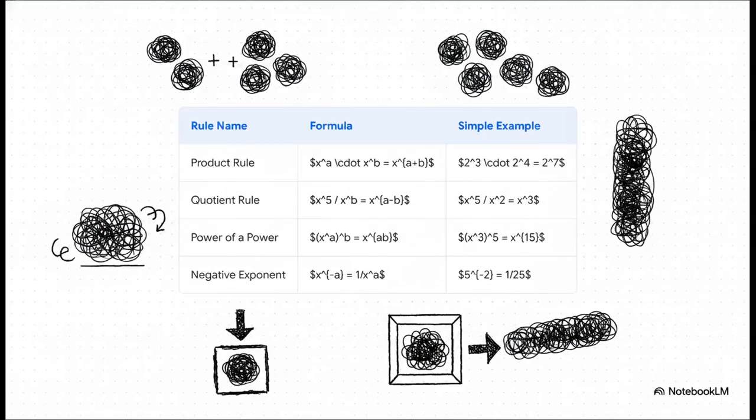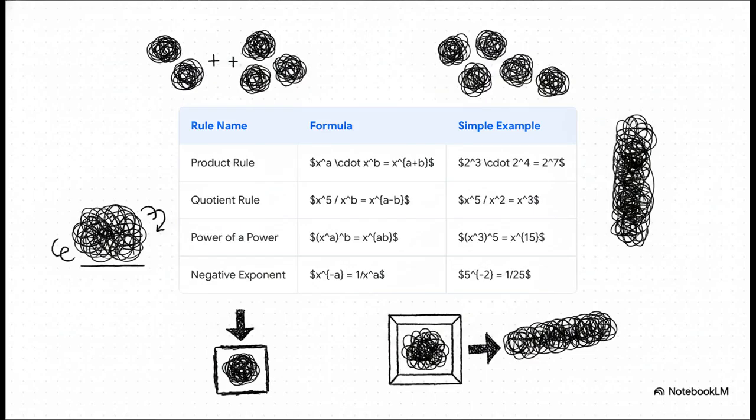So this table right here lays out our 4 essential shortcuts. When we're multiplying numbers with the same base, the product rule lets us just add the exponents together. Super simple. When we divide, the quotient rule lets us subtract them. It's a huge time saver. Then you've got the power of a power rule, which is when an exponent is itself raised to another power, you just multiply them together.